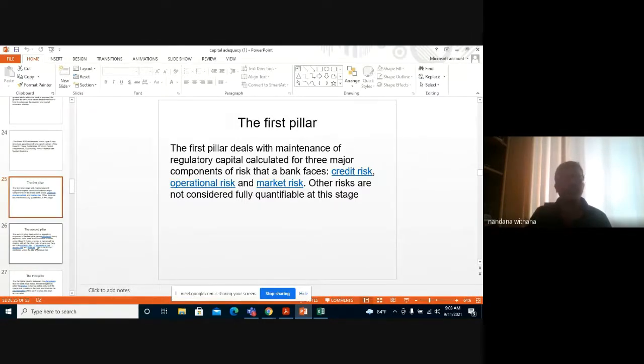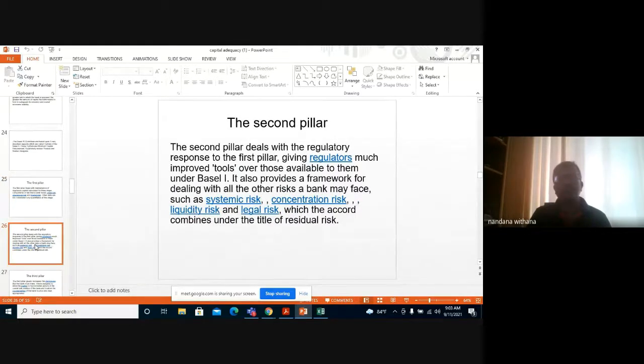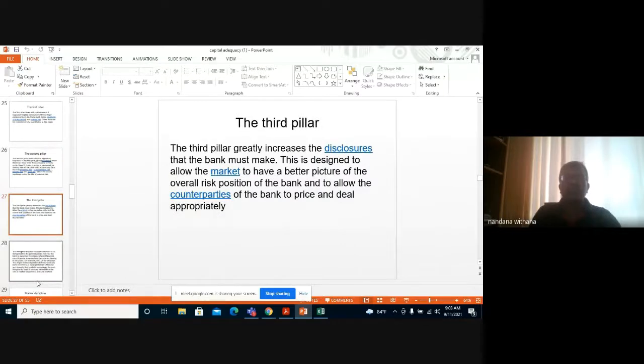Okay. Second pillar. Other risks other than the .com, credit, operational, market: systemic risk, meaning the entire system will collapse, concentration, your area, liquidity and legal. So other risks are under the second pillar. Third pillar, market discipline, disclose.